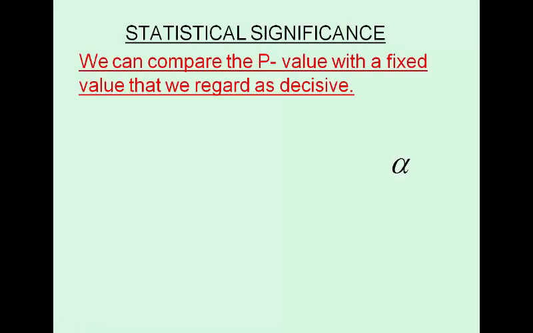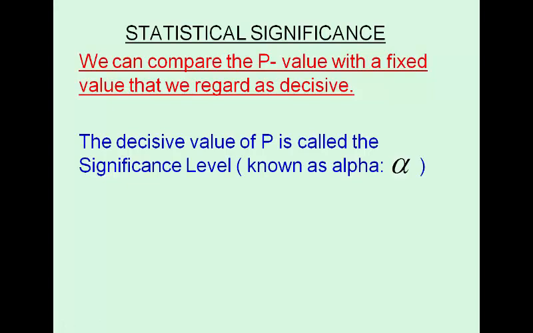Okay, so we can compare the p-value with a fixed value that we regard as decisive. The decisive value of p is called the significance level, known as alpha. Now remember, this p-value that we're getting is coming from our A table, or the table in the back of the book, but it's something that you've been getting all along. So remember, we put it into the z-score formula. We get a z-score. Then you go over to your A table, and whether it's to the left or to the right, upper tail or lower tail, you get a p-value.